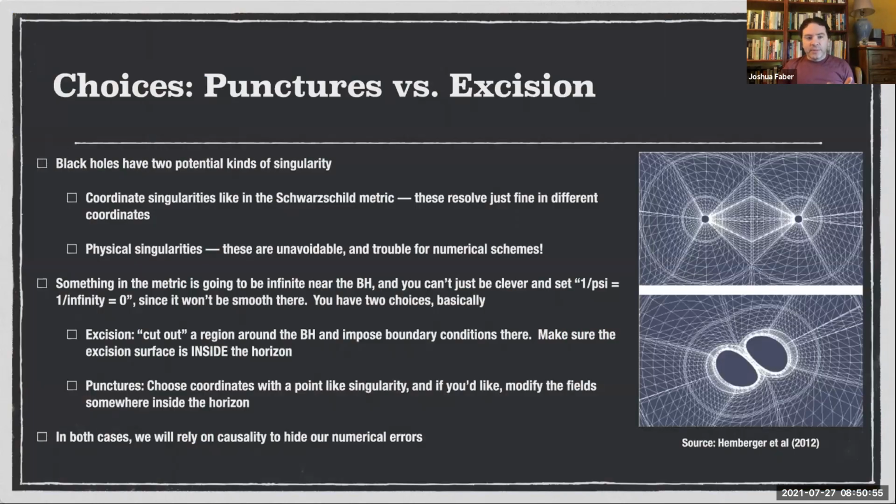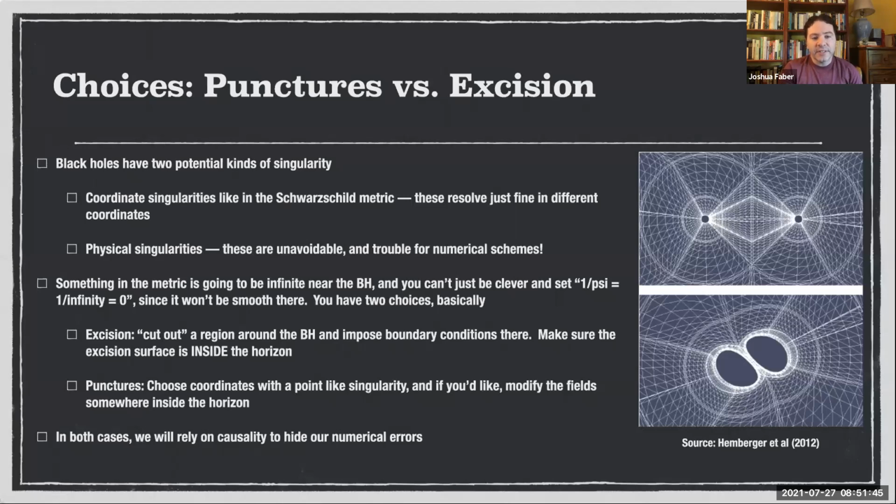As we get to binary black hole initial data calculations, it's worth noting that there's basically two different ways of going about this. It's a question of punctures versus excision. So black holes have two potential kinds of singularities present. There are things like coordinate singularities. The Schwarzschild metric famously has a coordinate singularity at the horizon, but there's nothing about a coordinate singularity that says that you have to deal with it as such. If you have a Schwarzschild black hole, you can change your coordinates and get rid of the coordinate singularity at the horizon. And in fact, in numerical simulations, this is typically what you'd want to do.